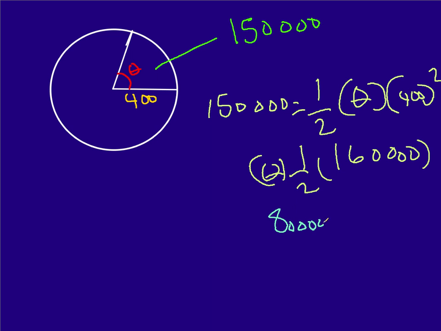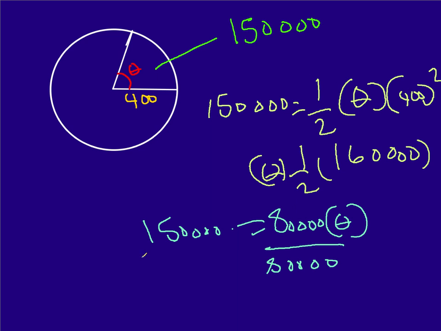theta equals the 150,000. Okay, like so. So now this is just basic algebra. We divide both sides by 80,000. Probably could have just removed the zeros, but hey. And so we end up with an answer that is basically 1.875, I guess you could call this radians or whatever.